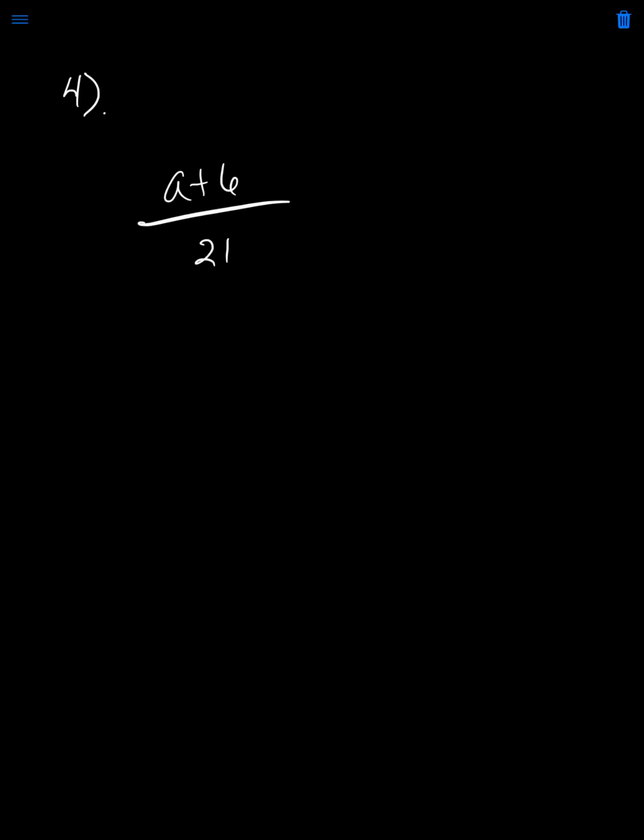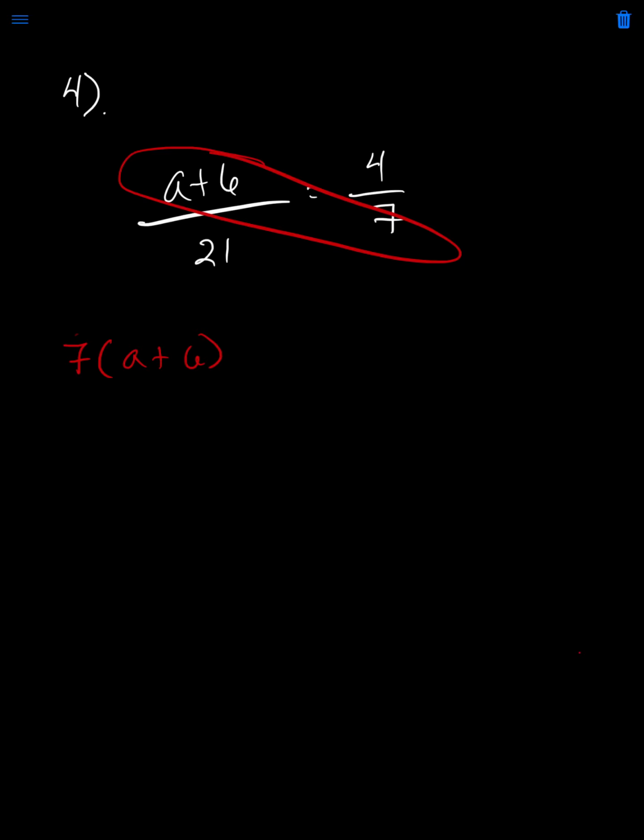So looking at number 4. Number 4 has a plus 6, divided by 21, is equal to 4 over 7. So I'm going to go ahead and start. I'm going to cross multiply. 7 times a plus 6.